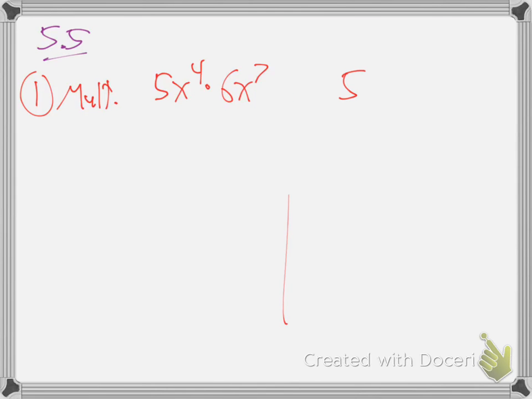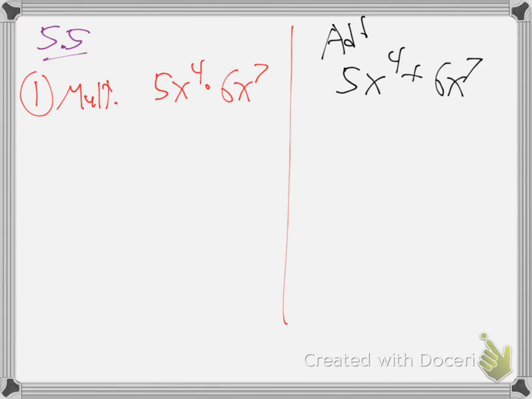In fact, let's do two problems at once. Make it more challenging. So if I was adding instead of multiplying, over here we're adding, right? So if I was adding them, how would I add them? Yeah, you can do nothing, because they're not like terms.